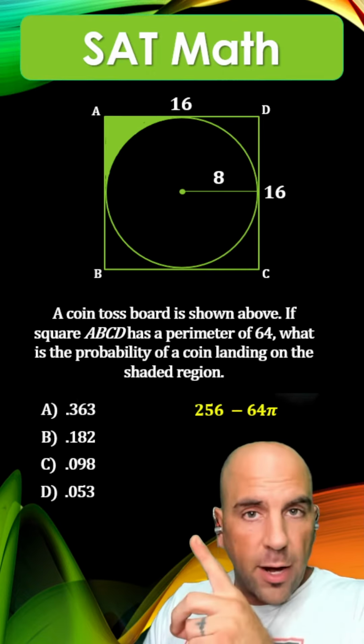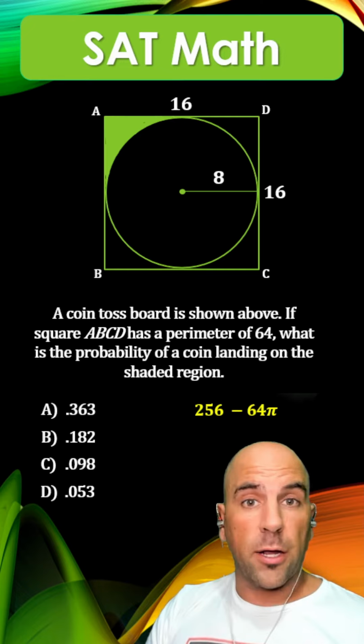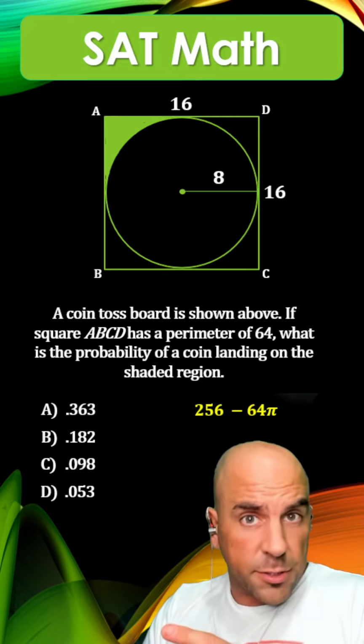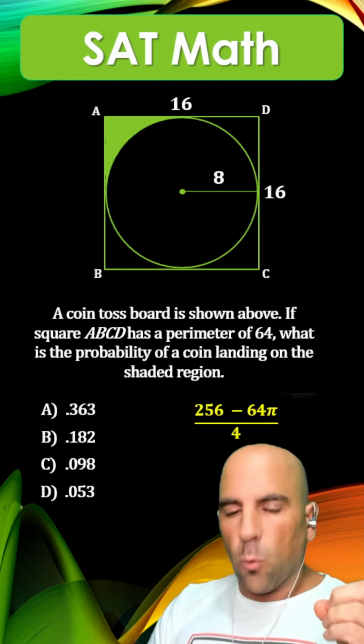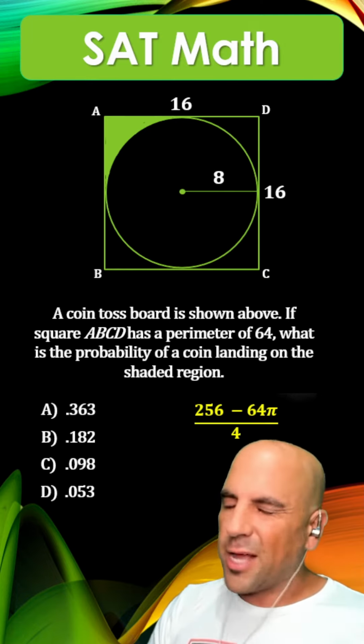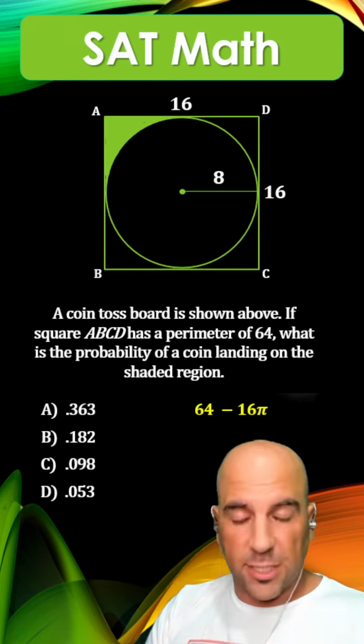Let's take the total area of the square minus the total area of the circle. That's going to give us those pieces outside the circle, but we just want one of them, and so we're going to divide it by 4. So when you reduce this down, it reduces down nicely. You get 64 minus 16 pi.